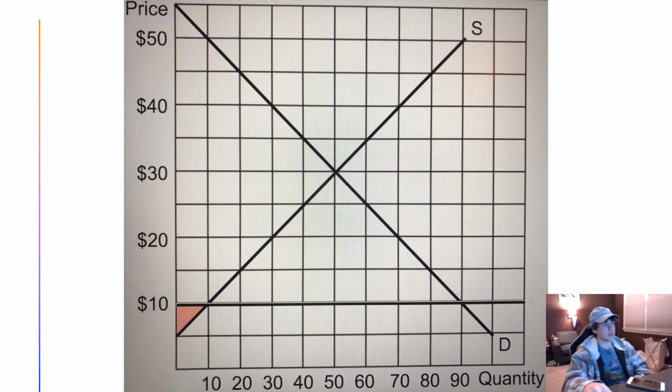Okay, so after this shift occurs, we see that the producer surplus has gone from this entire triangle right here to this small shaded region right here. And the consumer surplus has gone from this triangle right here to now this whole triangle minus this little red section right here.